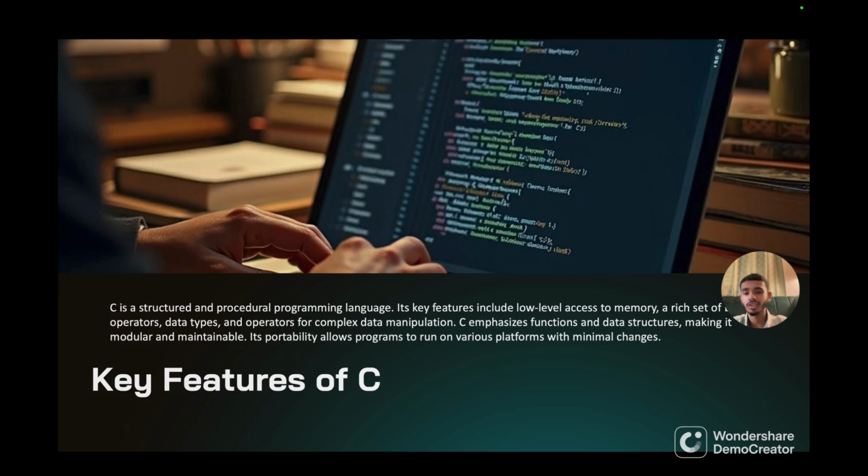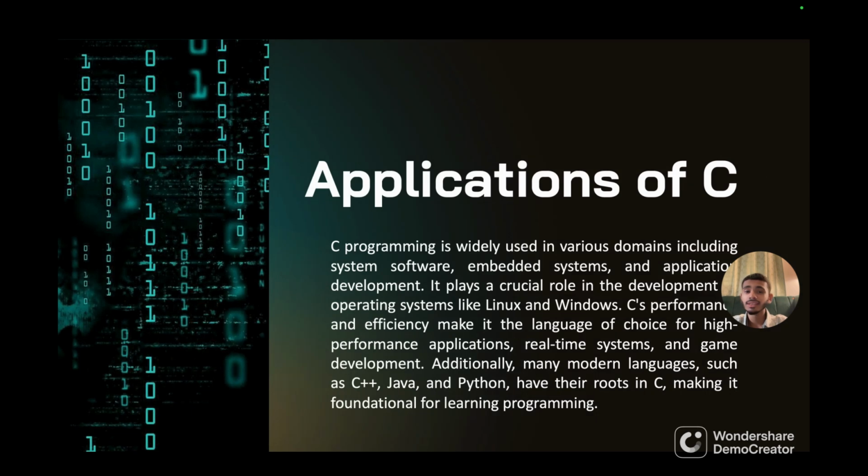Further on, let's get into applications of C. C programming is widely used in various domains including system software, embedded systems, and application development. So, where do you think C is used? It is used pretty much everywhere. Let it be operating systems such as Unix, Linux, Windows kernels, or embedded systems such as microcontrollers, IoT devices, compilers and interpreters for other languages, game development for performance heavy applications, and databases like MySQL and Oracle. Its speed and control make it a go-to language in areas where performance matters.